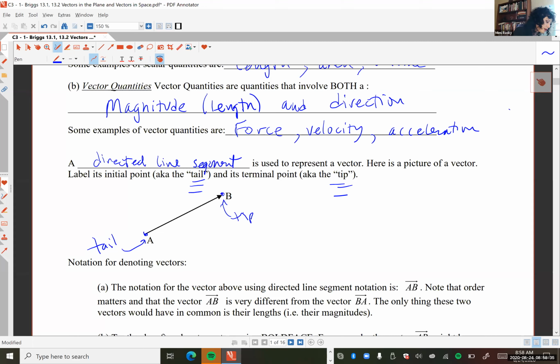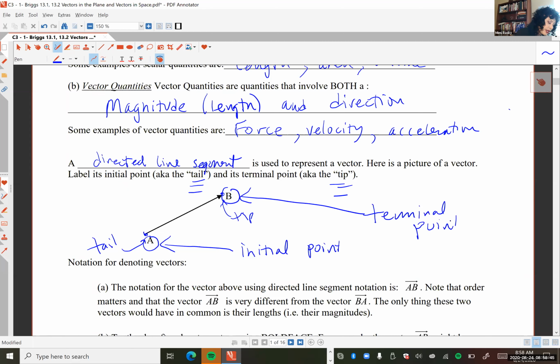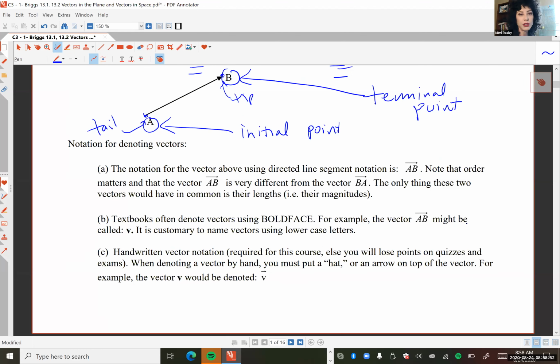And it turns out that A is the initial point, and B is considered the terminal point. You need to know this vocabulary, because if you don't, all the rest of your quizzes and exams, you'll be hurting. Let's look at some notation for denoting vectors.